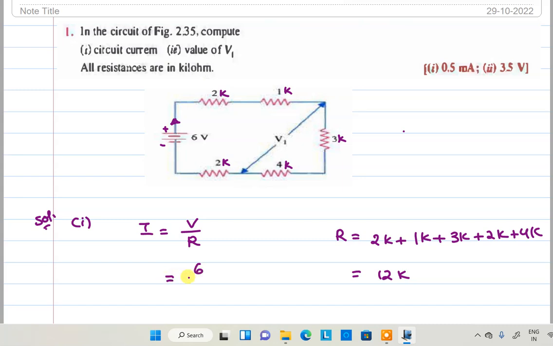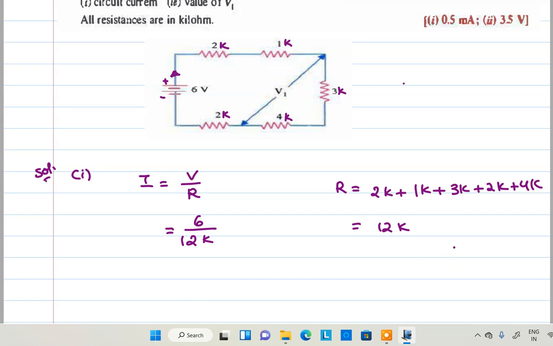So the current will be V by R, that is 6 by 12k. k is nothing but 10 power 3. In the denominator it is 10 power 3, so in the numerator it is going to be 10 power minus 3 into 6 by 12, that is 0.5. That means 0.5 milliamperes is the answer. All of you got my point, right?